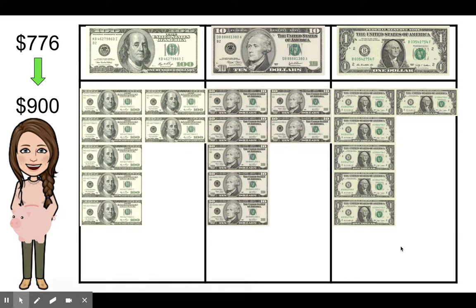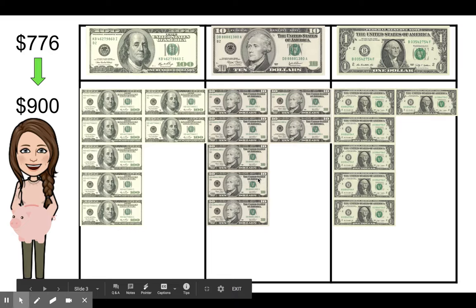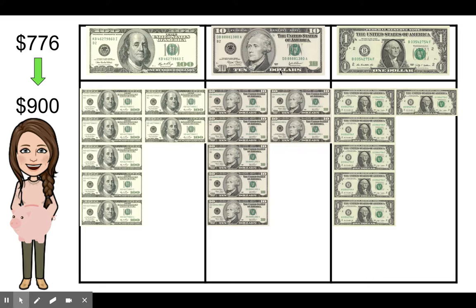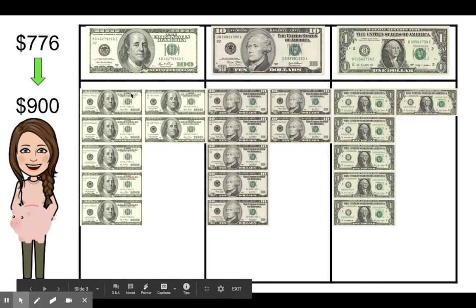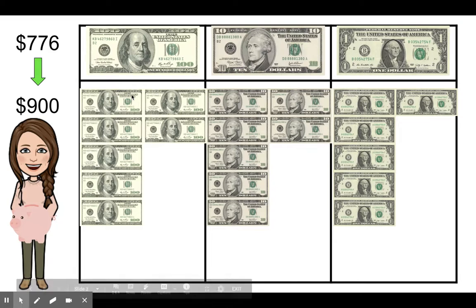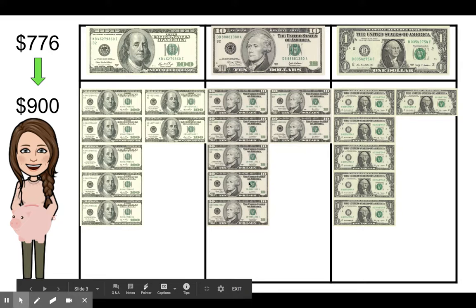Remember, 10 of a smaller unit makes 1 of the next largest unit. 10 $1 bills will make 1 $10 bill. 10 $10 bills will make 1 $100 bill. We can start where we're at, 776, and count to 900 by ones. We will add $1 bill at a time. Remember, when we get 10 $1 bills, we can trade for a $10 bill. When we get 10 $10 bills, we can trade for a $100 bill.